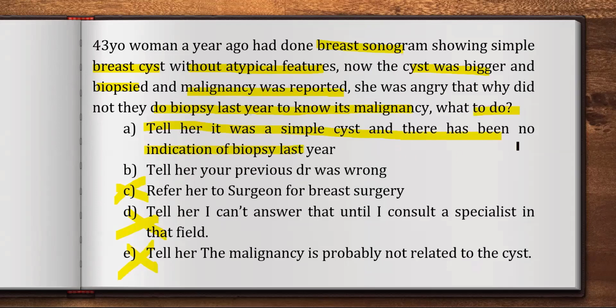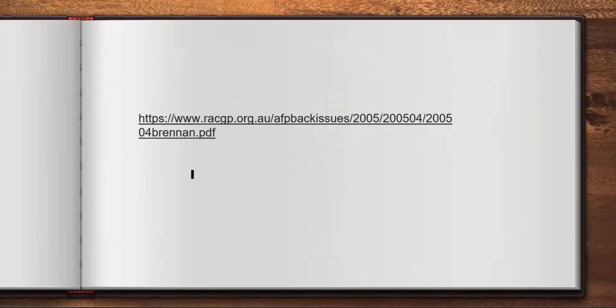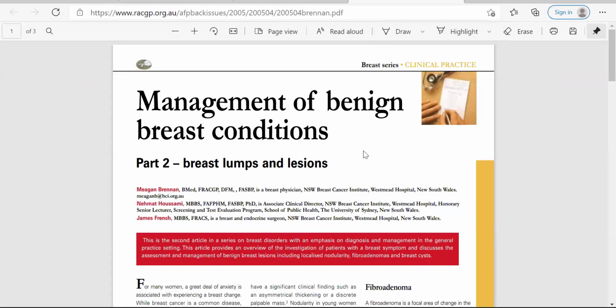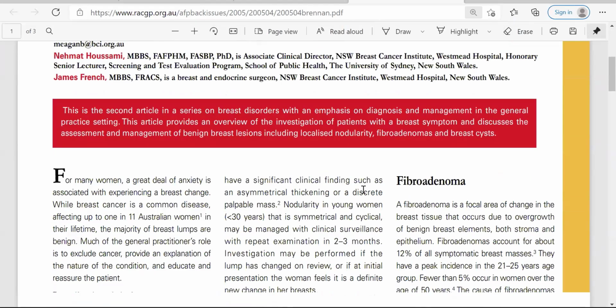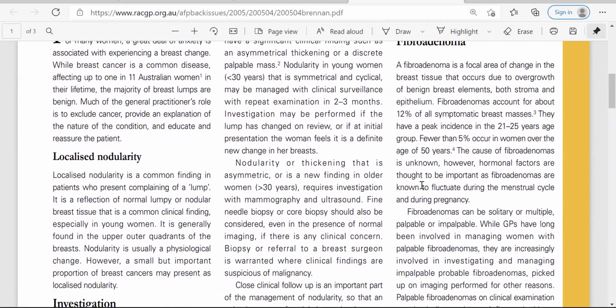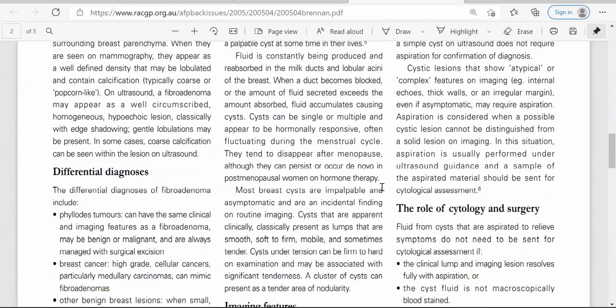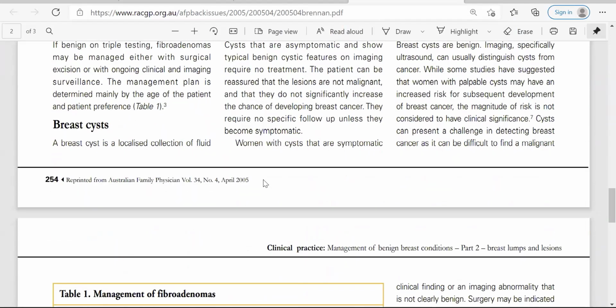Tell her it was a simple cyst. There has been no indication of biopsy last year. Now, again, to get our mind clear, we need to see if it is right or not. So go to the RSCGP guideline. This is a very good guideline of all the breast lump. Obviously, give it a read. You will find many answers from here.